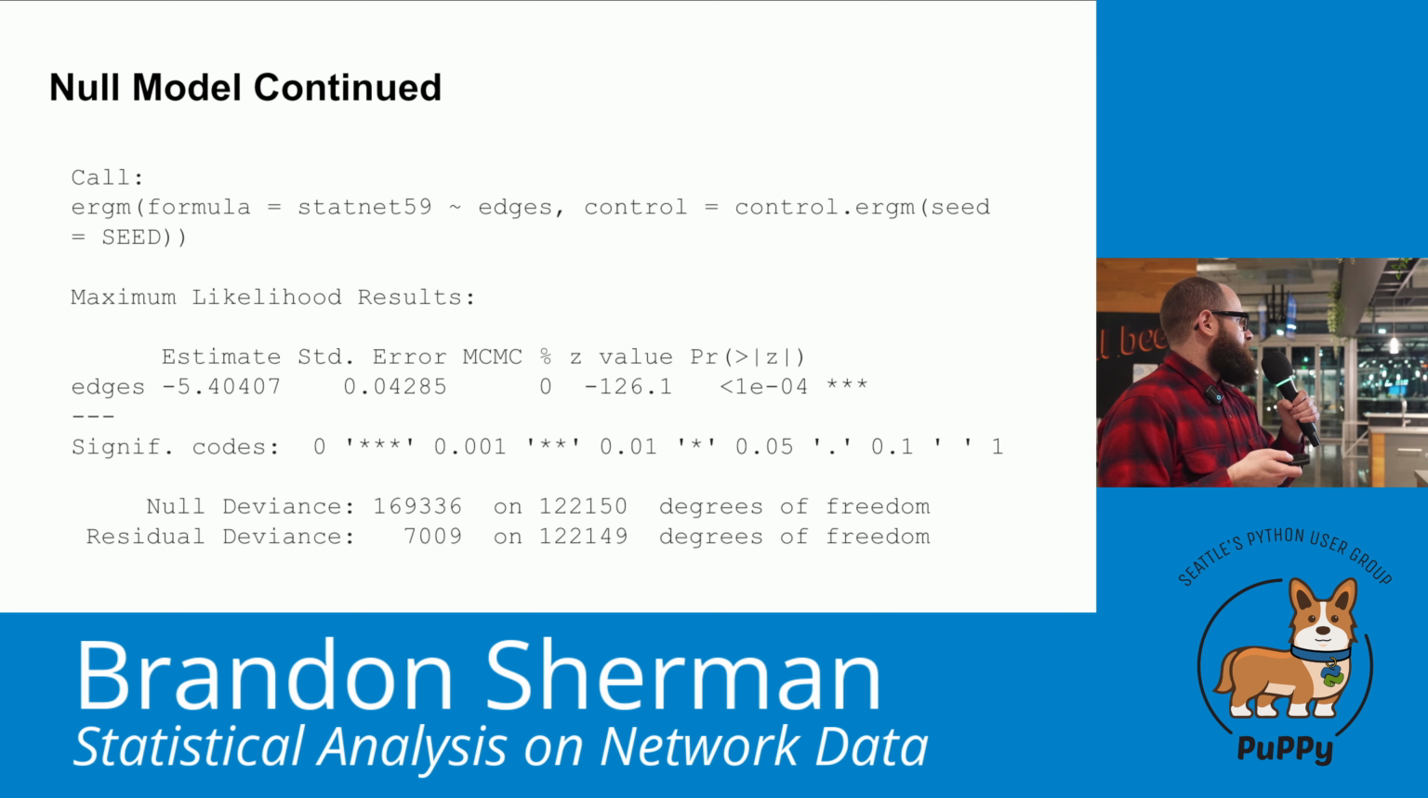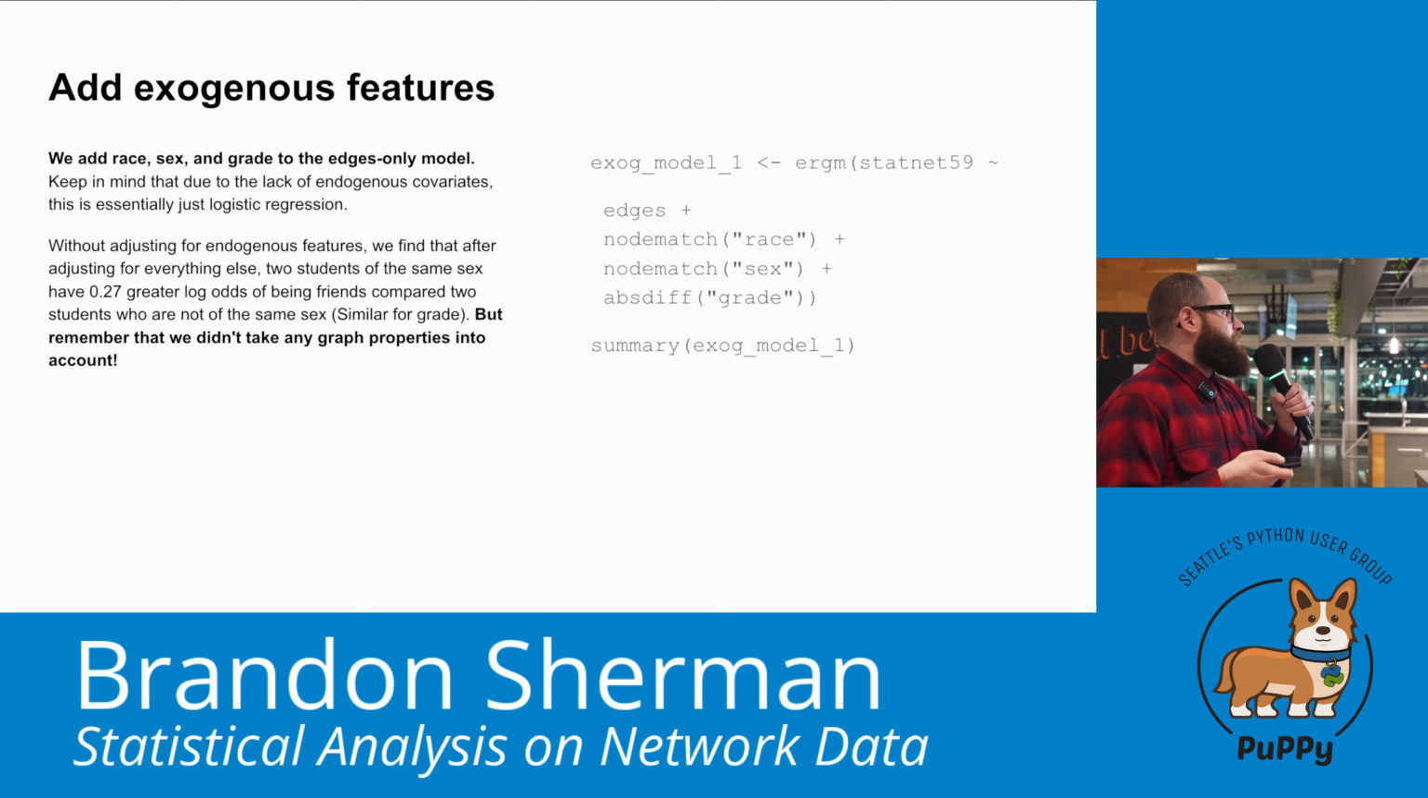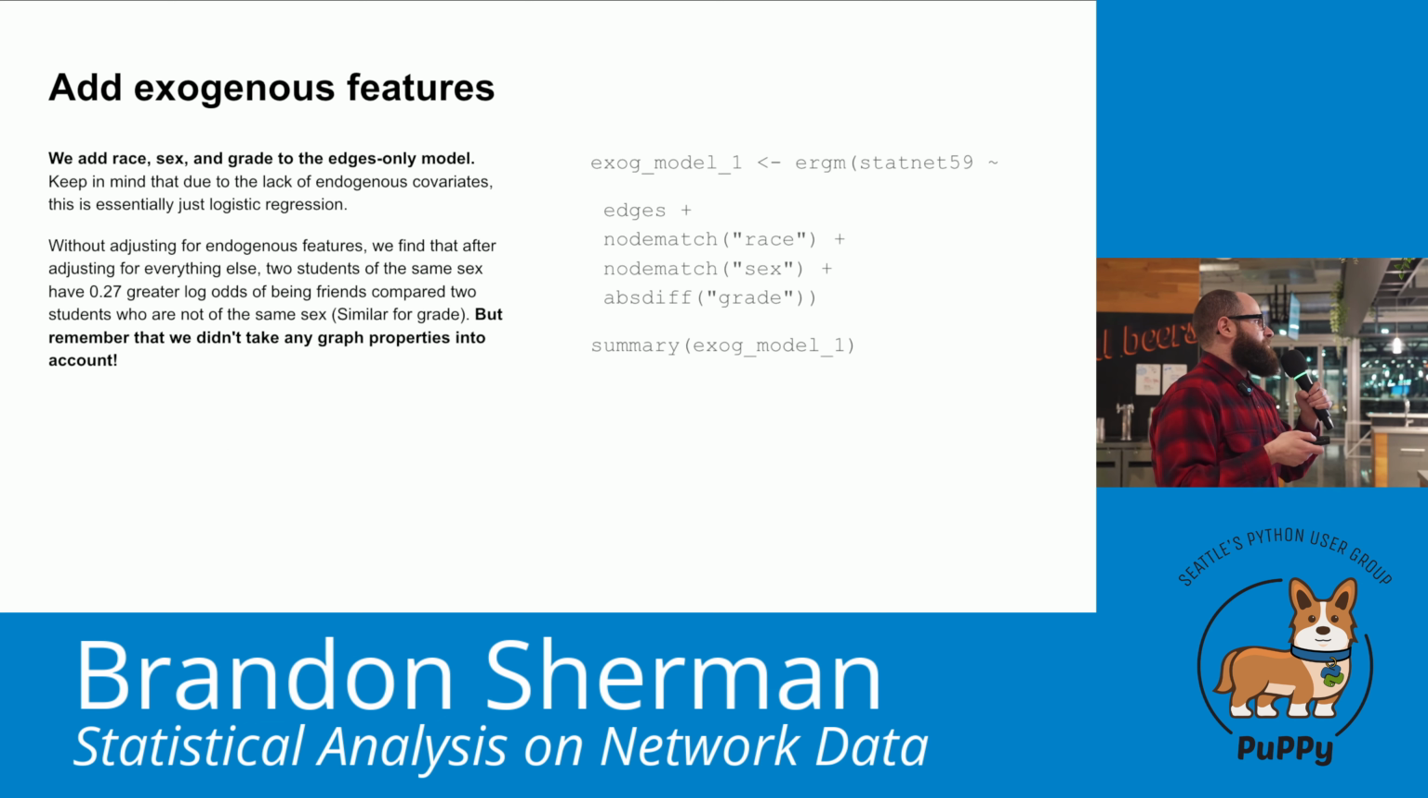We fit the model. This is the bare bones model, and what this essentially is saying is that edge formation in the graph is not random. You'll also notice this looks a lot like logistic regression, which makes sense because we haven't started adding anything graph related yet. So the first thing we're going to do to this edges model is stick in exogenous features. We put node match race, node match sex, and abs diff grade, which is just saying: are two students the same race? Are two students the same sex? And what is the absolute value of the difference in the students' grade level?